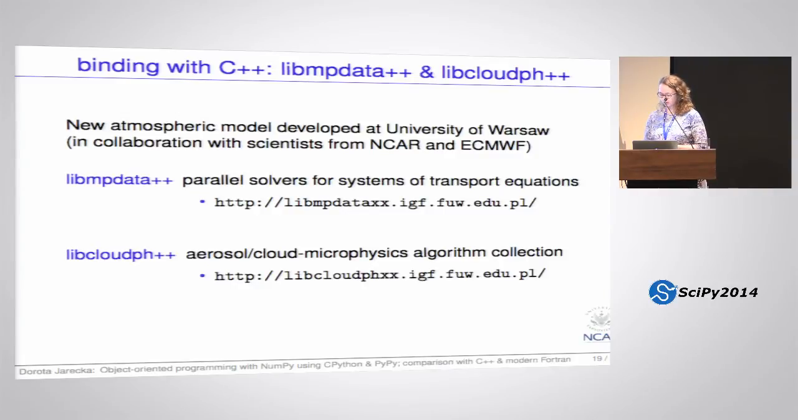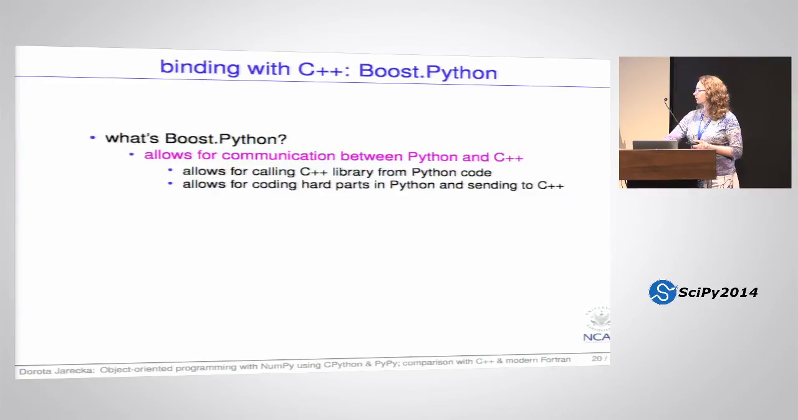What we're doing now is that my colleagues from Warsaw were developing C++ libraries. One is a parallel solver for a system of transport equations, basically a vector equation with many different options. The other is for simulating aerosol and cloud microphysical algorithms. We decided that the libraries are written in C++, but let's try to use them from Python.